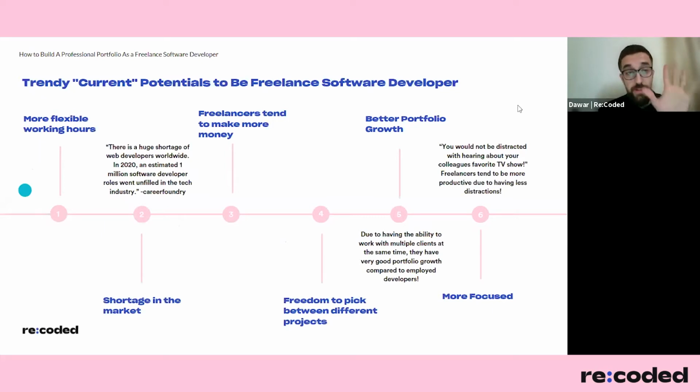I will go to the potentials. This is very crucial for you to ask yourself in the very first place: why do I want to freelance? Why do I want to be a freelance software developer or freelance web developer? These are very general guidelines that give you an overview of the potentials of being a freelancer.